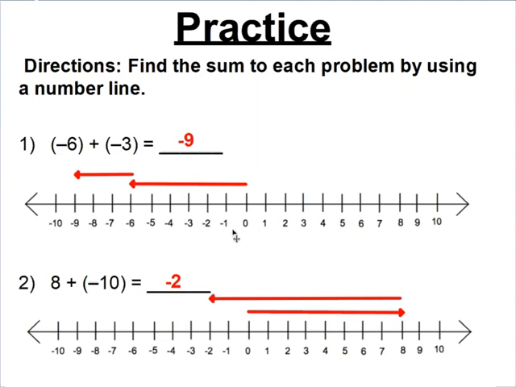In the second example, the first arrow started at 0 and moved 8 spaces to the right because 8 is a positive integer. From there, it moved to the left 10 spaces because negative 10 is a negative integer. The second arrow ends at negative 2, which means the answer to the question is negative 2.